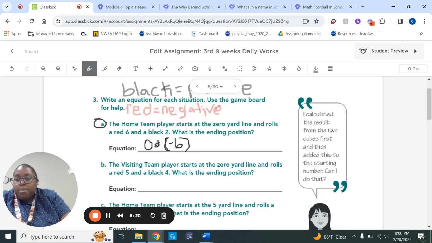So remember, I add parentheses around that to separate the two things. This is an operation. This is a sign for a number. So we have 0 plus negative 6, and then black 2. Black is positive. So black 2, plus 2. Now, you can do this on a number line if you want to count it, or you can use the adding rules.